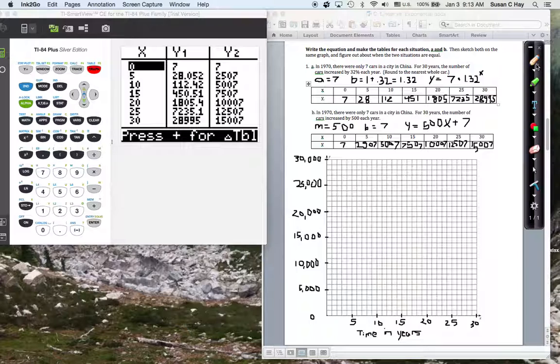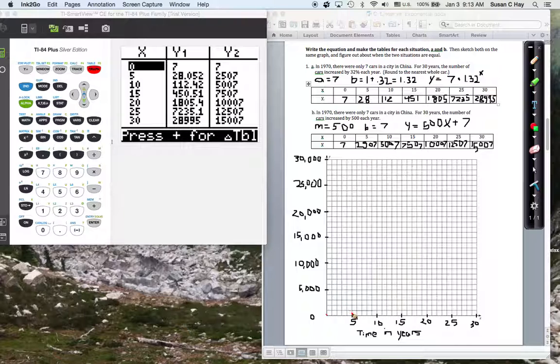I'm going to change the color of my pencil because I can and because it's sort of fun. Okay, so we're going to start at just 7, which is really basically really close to the 0 since everything is worth 1,000. So there's my starting value. And then 28.